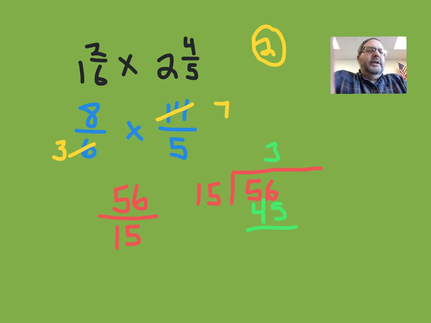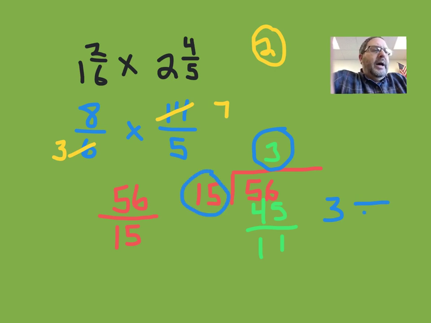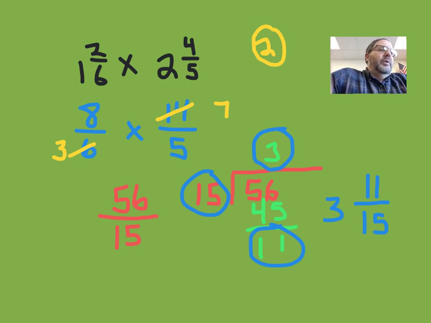So now we do our subtracting. 6 minus 5 is 1. 5 minus 4 is 1. All right, now let's put everything together. So we start with our whole number. There's our whole number, 3. We are dividing by 15, so that goes on the bottom. My leftover piece is 11, so that goes on the top of my fraction bar. Numerator is 11, denominator is 15. My answer to this problem is 3 and 11/15.